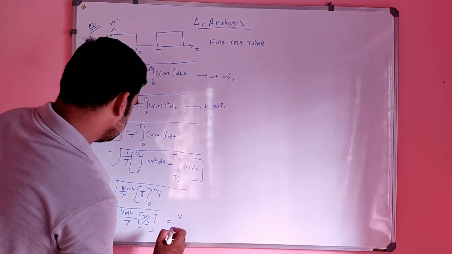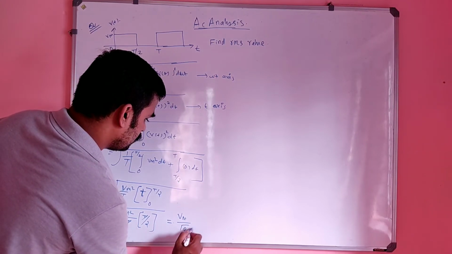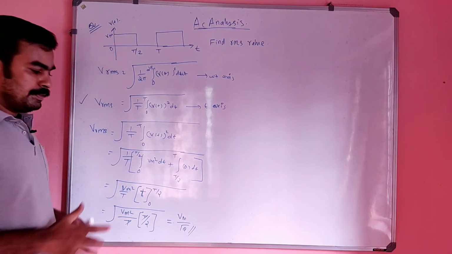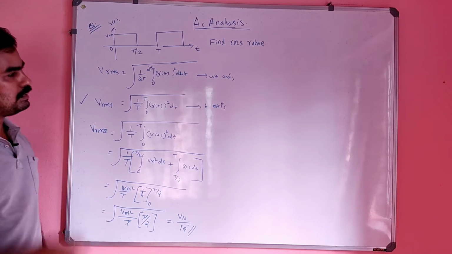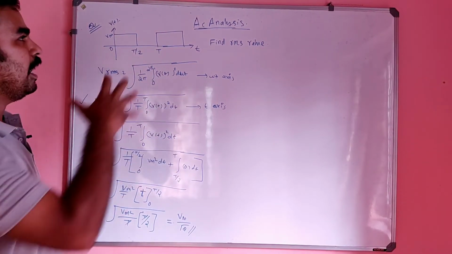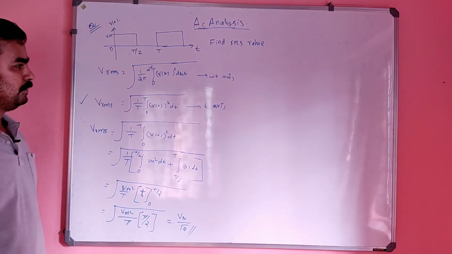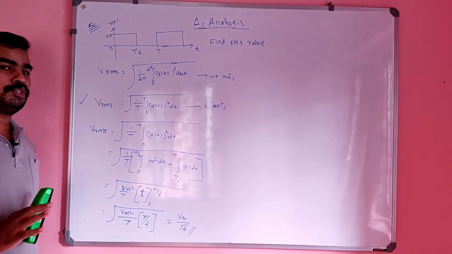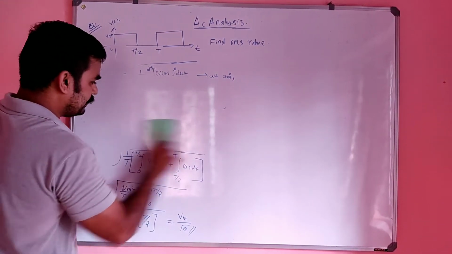So what is that? Vm by root 2. Is it clear? So this is how we can find the RMS value. Is there any doubt? Is it clear to you? Okay, so let's move to another question.